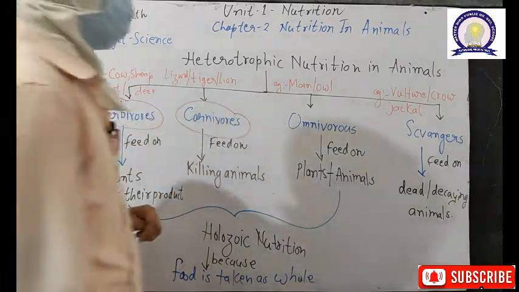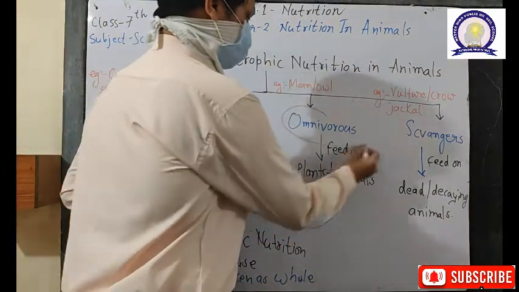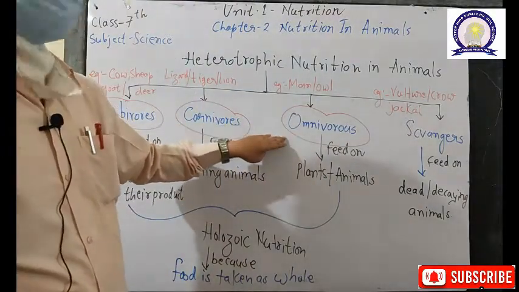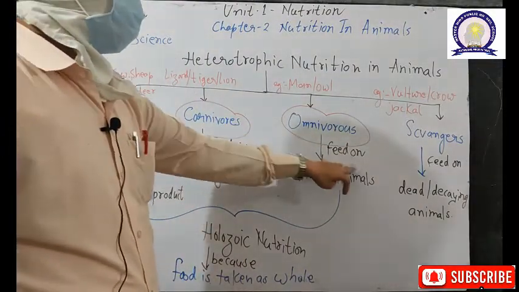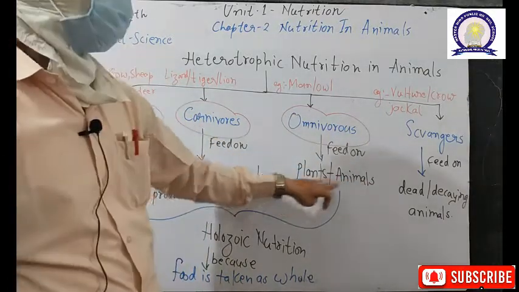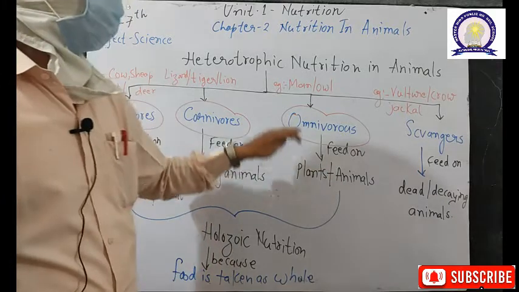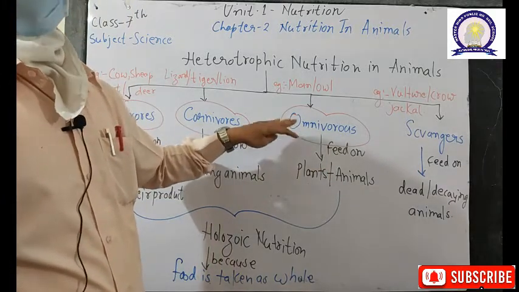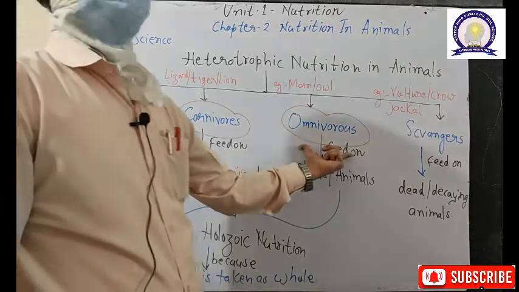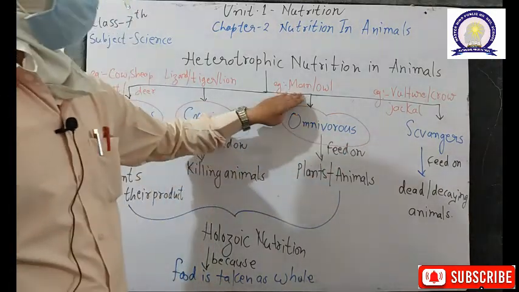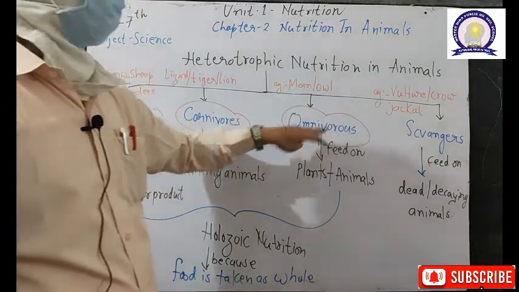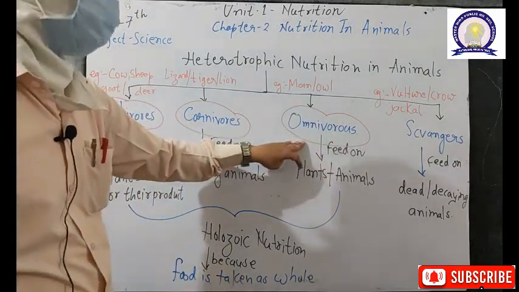And the third heading is omnivores. Omnivorous animals feed on either plants or animals. That means they can have plants and they can have animals also. So omnivores can have all types of nutrient components. That's why they are called omnivorous. Common examples are man and owl, and sometimes the peacock is also an example of an omnivorous animal.